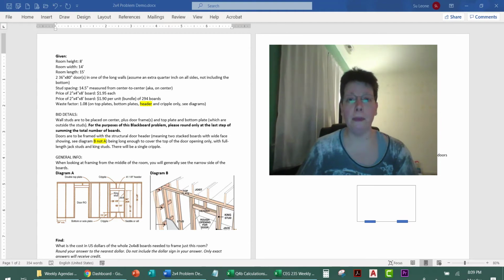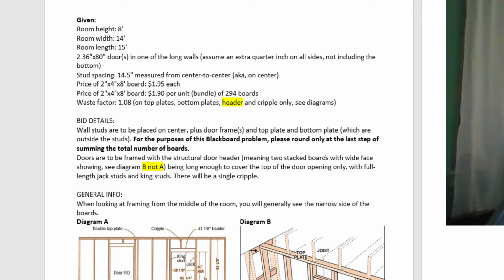So you're given a bunch of information, as you can see on the screen. You're given the room width, the room length, the number of doors in one of the long walls, stud spacing, and then the price of 2x4 by 8-foot boards each, and if they are in a bundle or what's called a unit of 294 boards. There's also a waste factor that you are given, which we will assume that you have calculated yourself based on historical figures from your company.